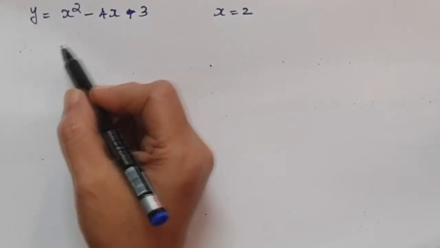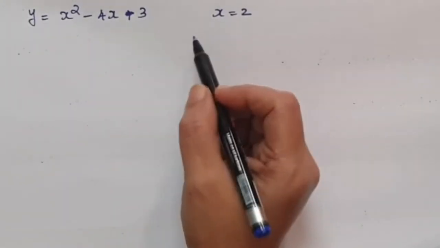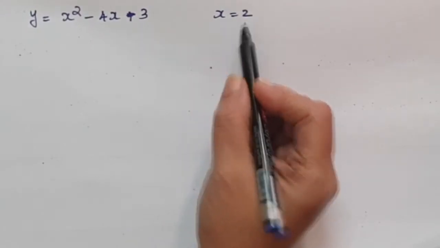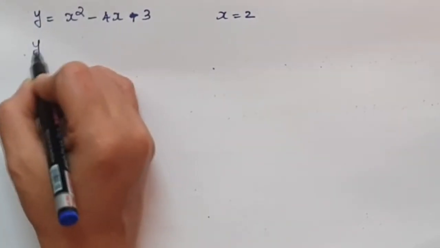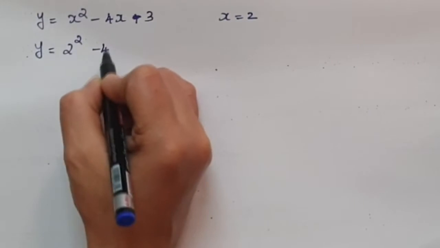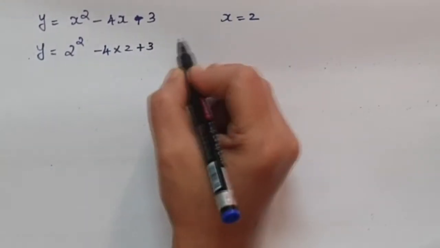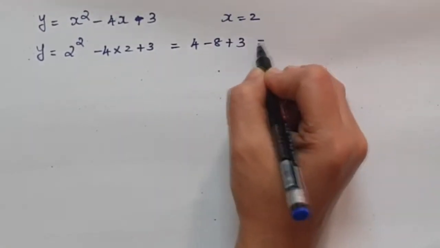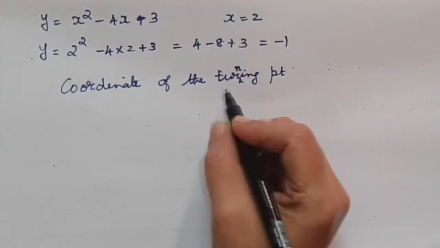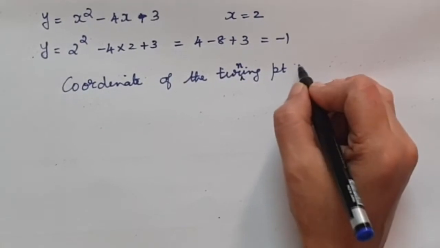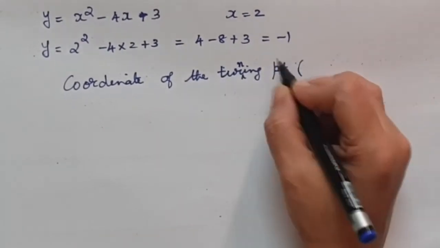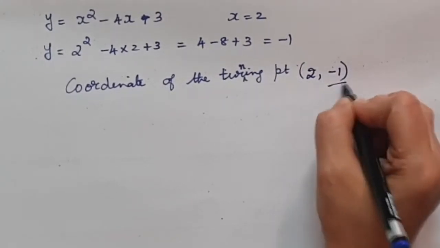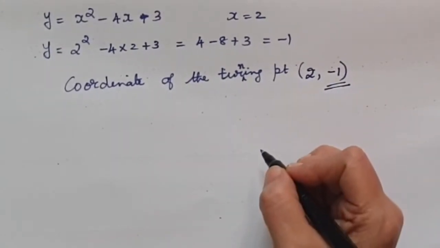In the B part, we are asked to find the coordinates of the stationary point or the turning point. Now we have found x as 2. Let us substitute it in: 2 squared minus 4 into 2 plus 3. So it will be 4 minus 8 plus 3, which equals minus 1. The coordinates of the turning point are: the x value is 2 and the y value is minus 1.